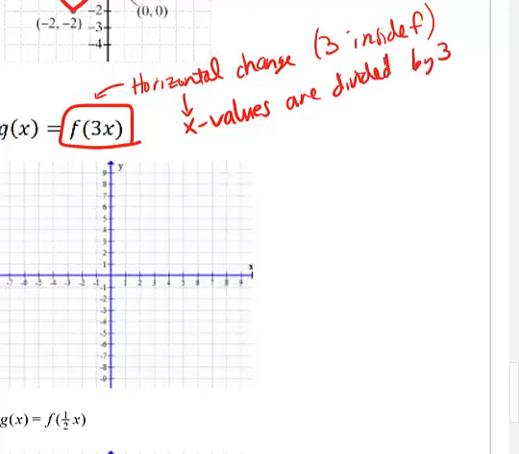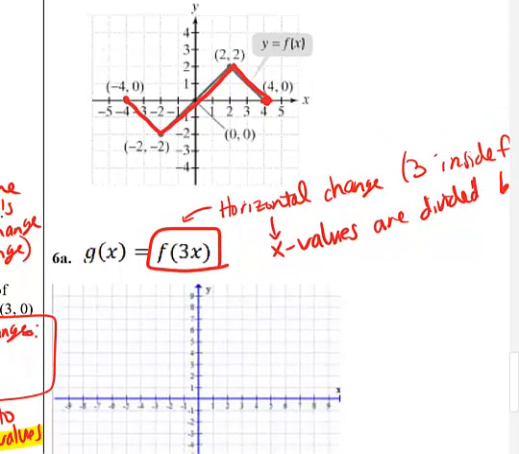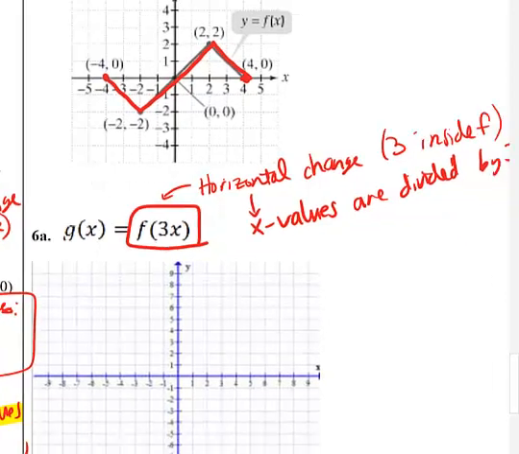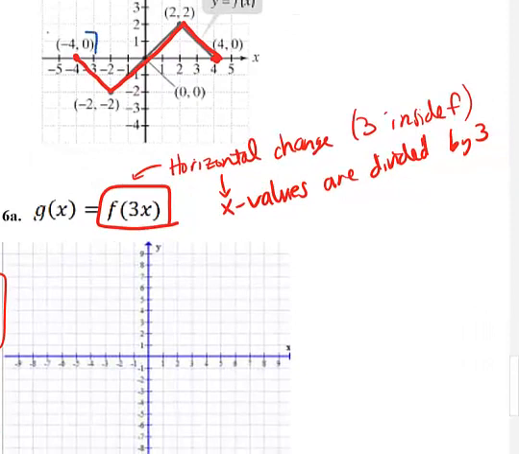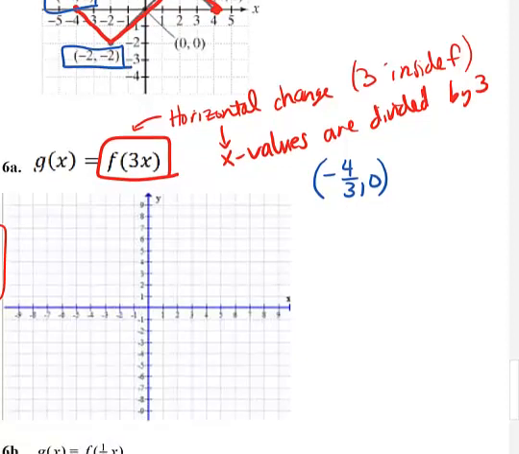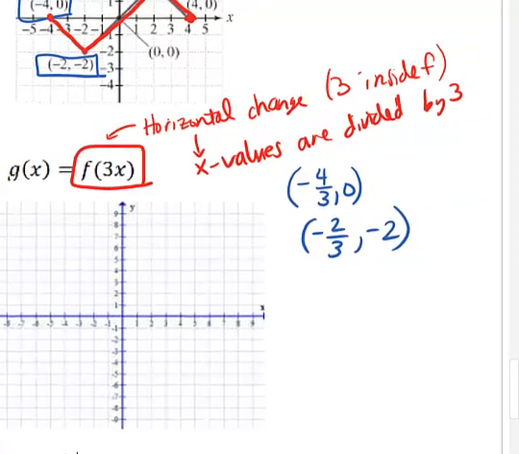So let me see. I'm going to take all these points. It's not going to be pretty, huh? So for example, negative 4, 0. What if I divide that x value by 3? That'll be negative 4 thirds, 0. So that's my new point. And then what about the next point? Negative 2, negative 2. If I were to divide that x value by 3, I'll get negative 2 thirds, negative 2. But notice the y values aren't changing like we mentioned before.